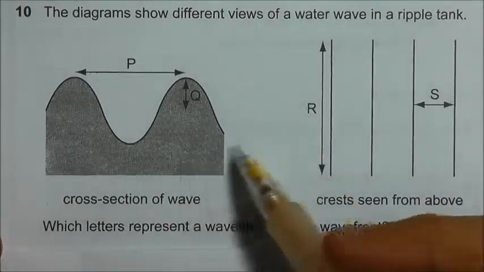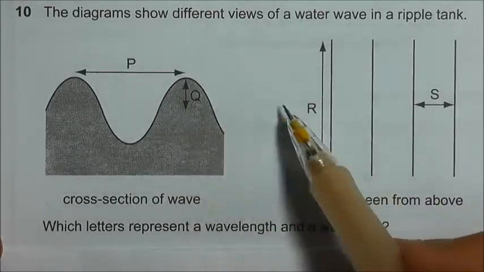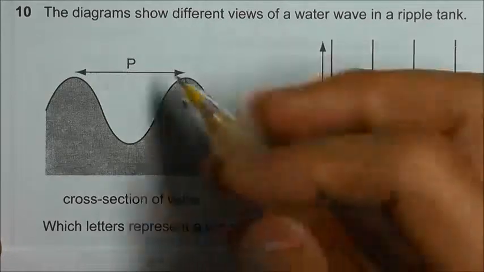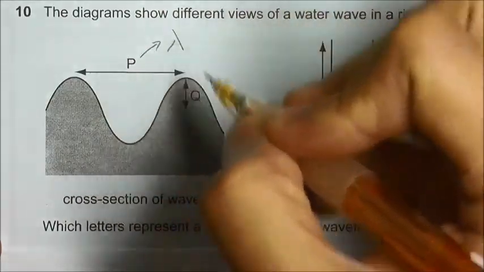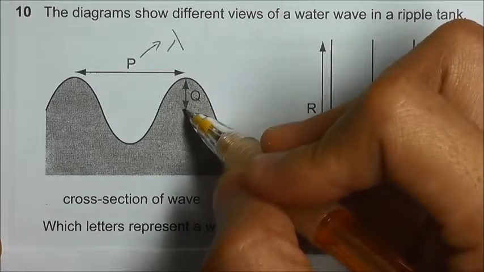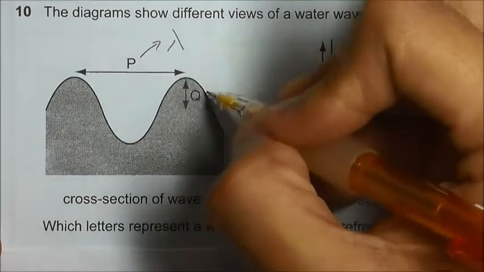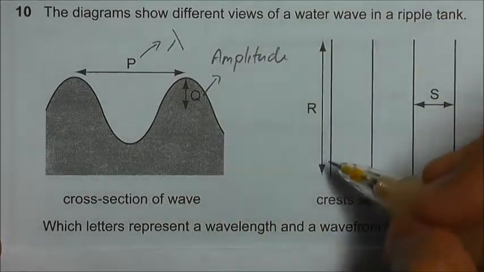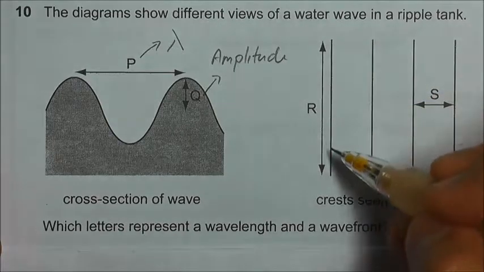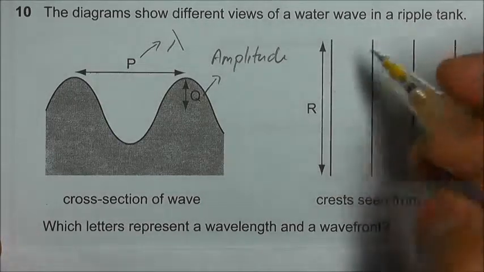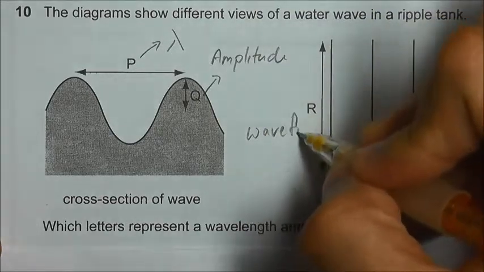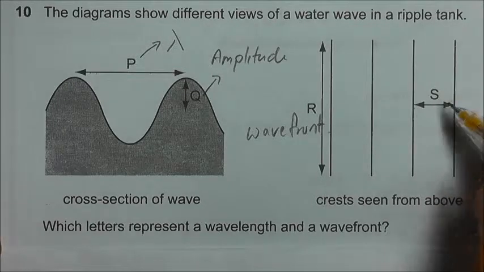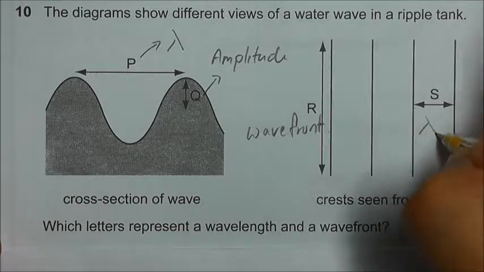We have 2 diagrams here, so let's go through what P, Q, R, S represent. P represents the distance of one complete wave, so P is the wavelength. And Q is the distance from the equilibrium position to the peak. So this is the amplitude. For R, this line joins all the crests in the wave together. So this is the wavefront. And S is the distance between 2 successive crests. So this is the wavelength.